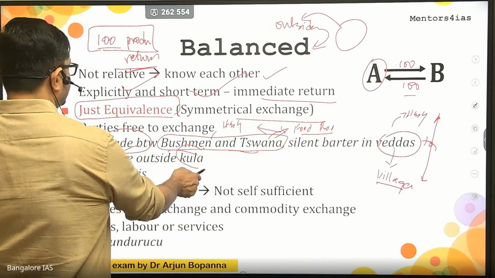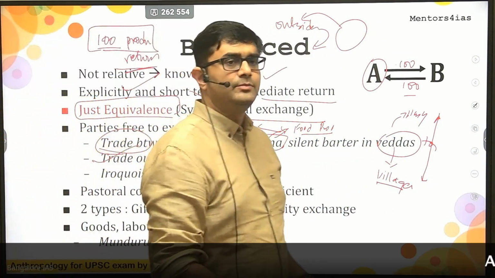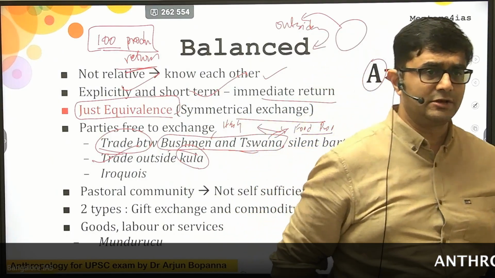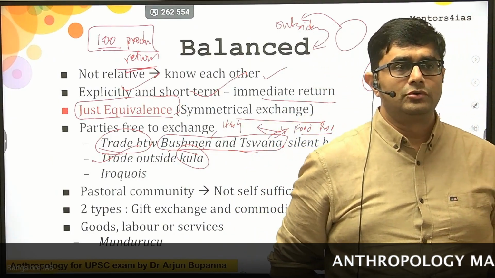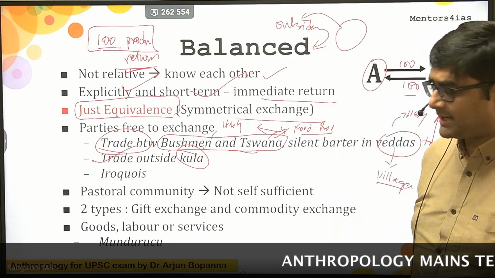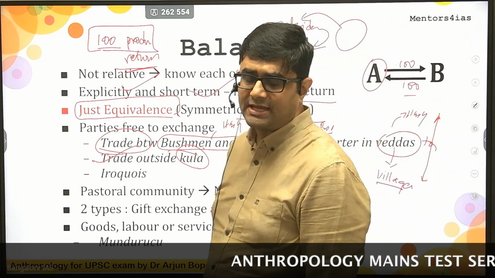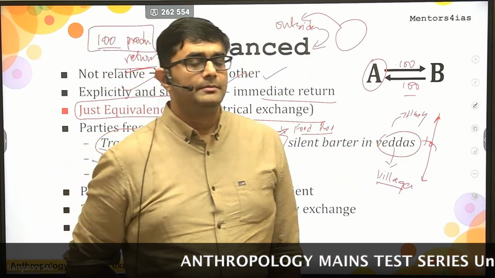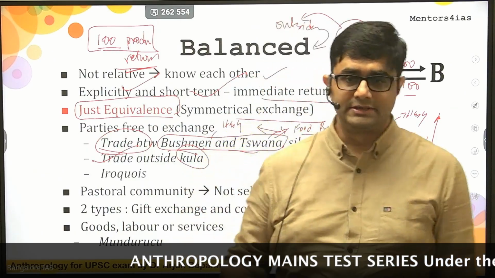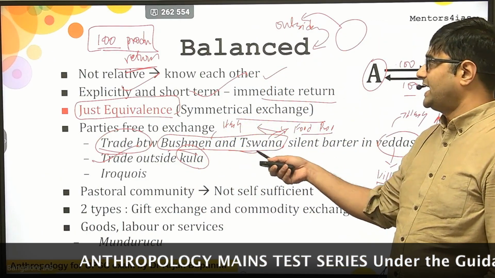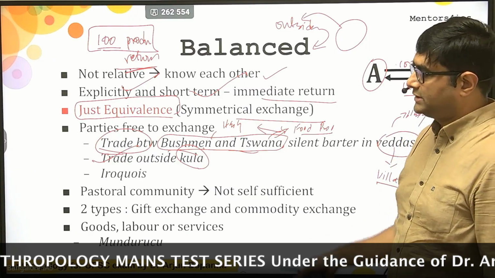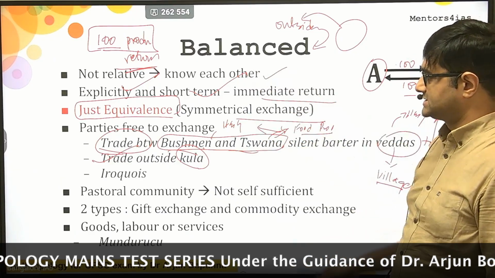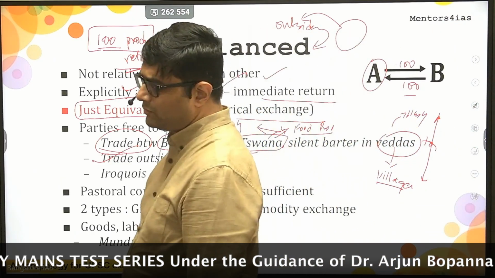Trade that happens outside Kula. As I told you, Kula is a type of ceremonial exchange. Now, what is ceremonial exchange? We'll discuss in a while. So Kula is practiced as a ceremonial exchange, but outside Kula, there is exchange that happens in this case. Similarly, the Iroquois, when they did trade with the Europeans, there was this kind of exchange. So where do you see this?